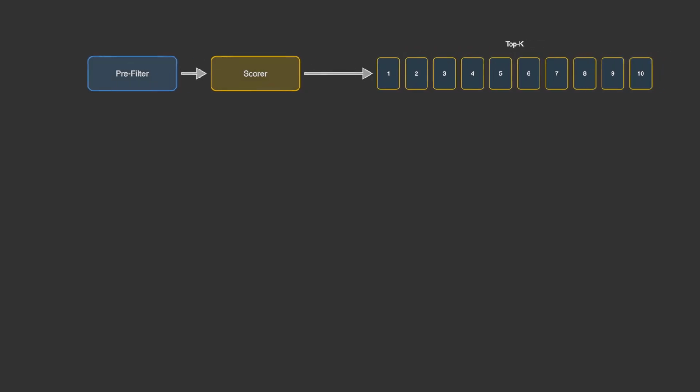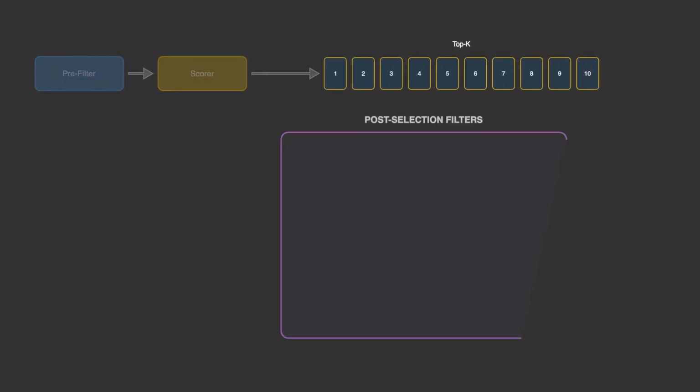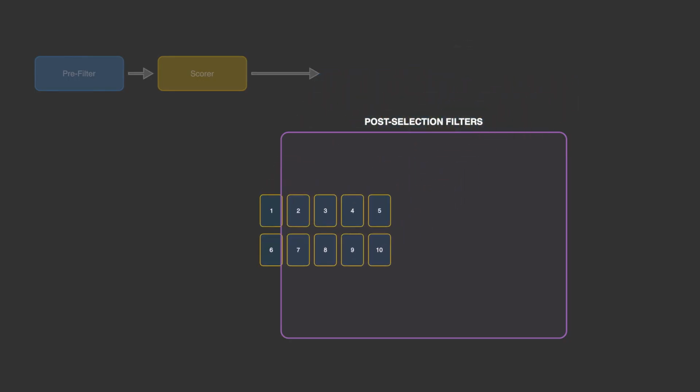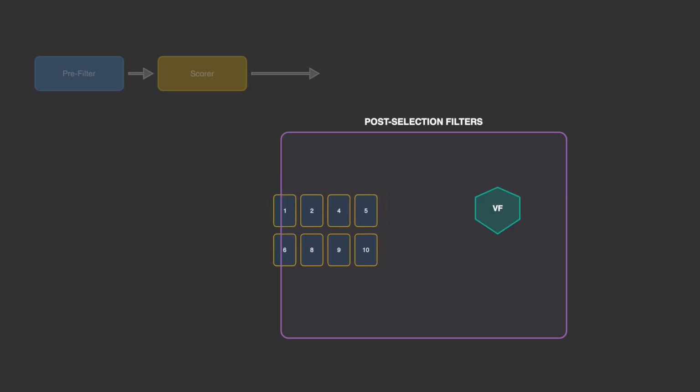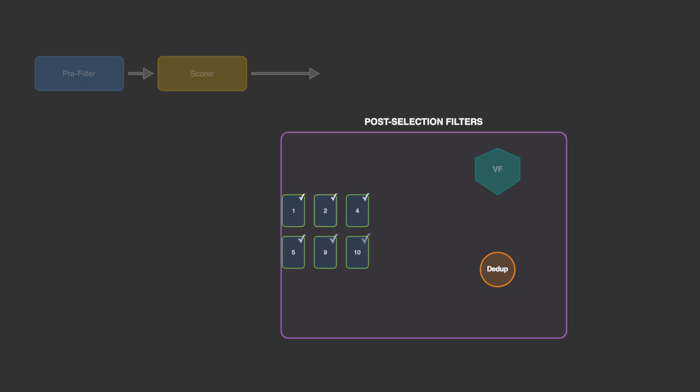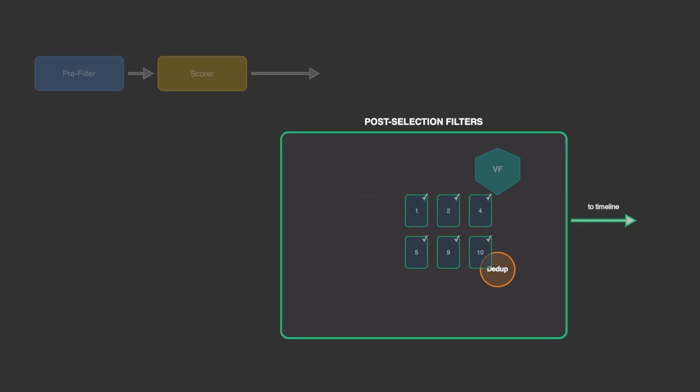The VF filter checks for deleted, spam, violent, or otherwise prohibited content using a visibility filtering service. Dedupe conversation filter collapses multiple branches of the same conversation thread. These run after selection because they require additional hydration data that would be too expensive to fetch for all candidates, so the system only checks the final selected set.